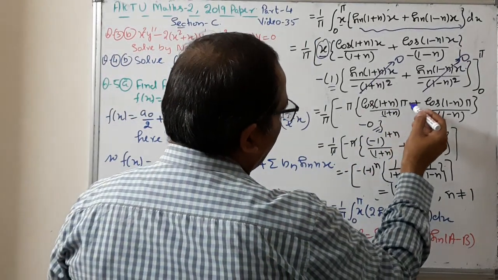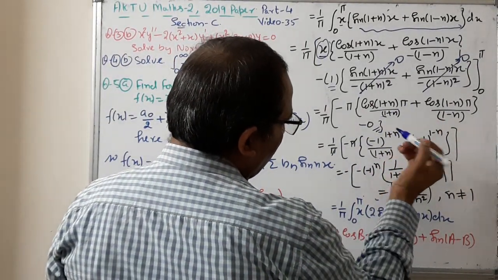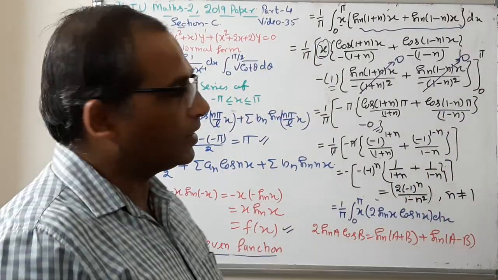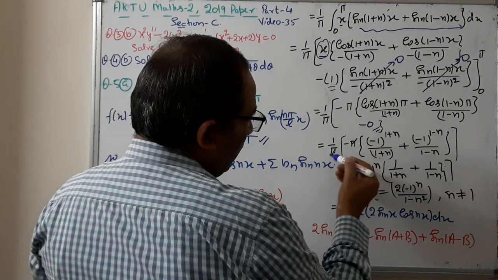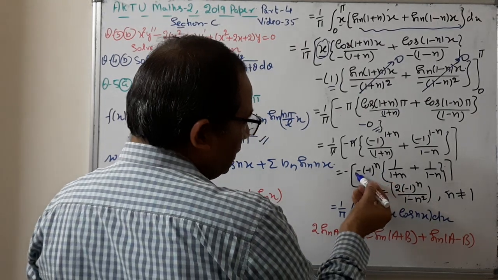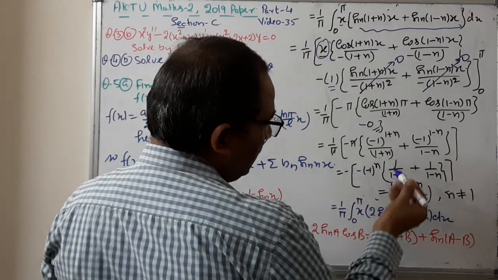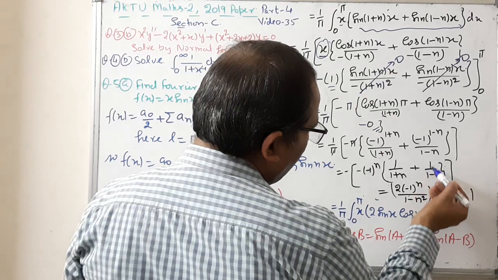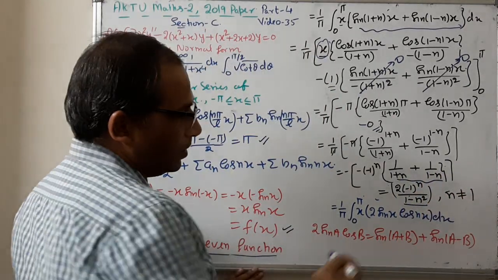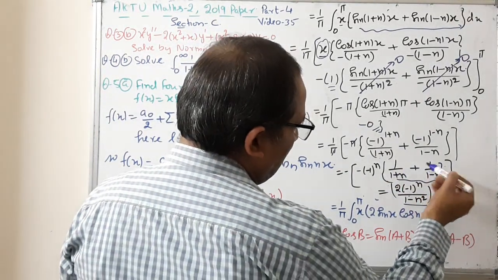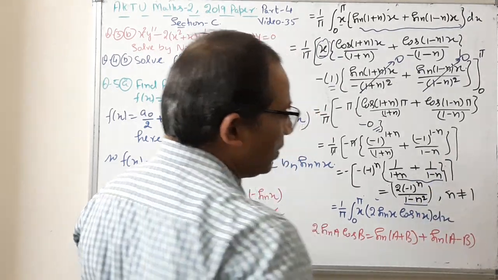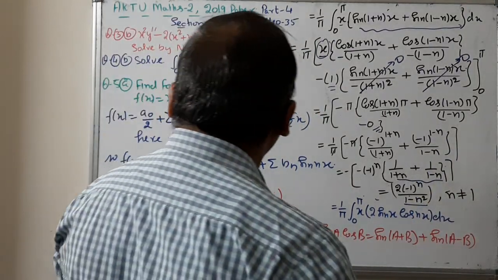Now cos((1 plus n) pi) has the value minus 1 to the power 1 plus n, and cos((1 minus n) pi) is minus 1 to the power 1 minus n. Then pi and pi cancel out, taking the minus common, so minus 1 to the power 1 plus n, we can write this as minus of minus 1 to the power n, and we get 1 upon (1 plus n) plus 1 upon (1 minus n). Taking the LCM, that is 1 minus n square. And (1 minus n) plus (1 plus n), the n and n cancel out, we get 2 times this, so 2 times minus 1 to the power n upon (1 minus n square), where n is not equal to 1.